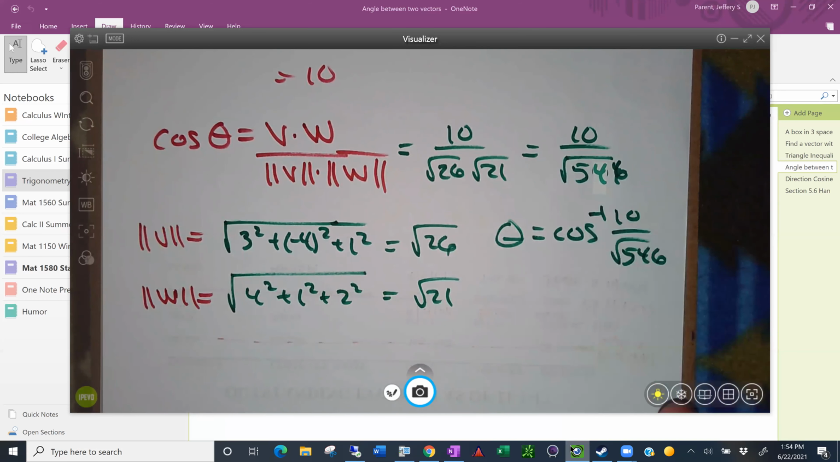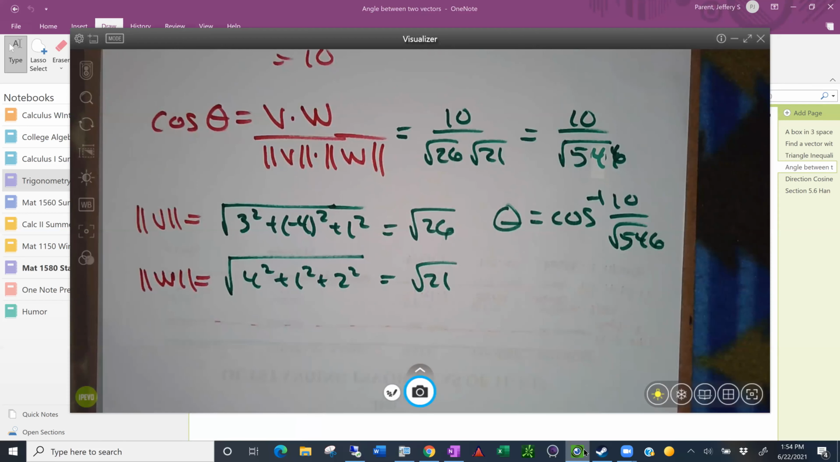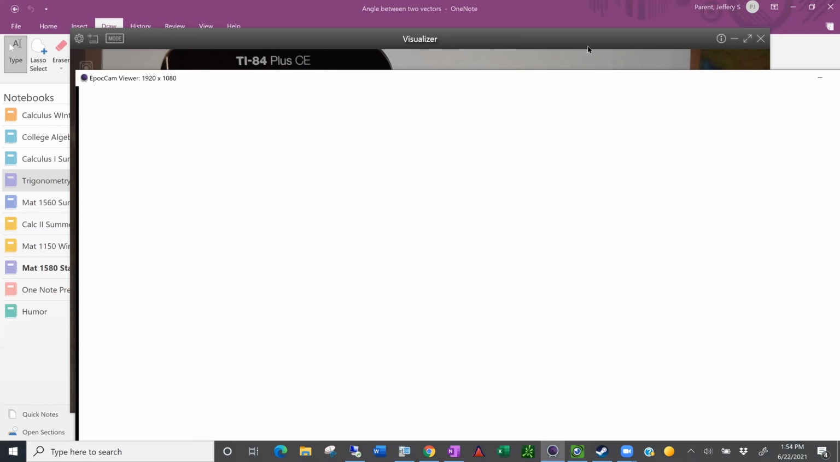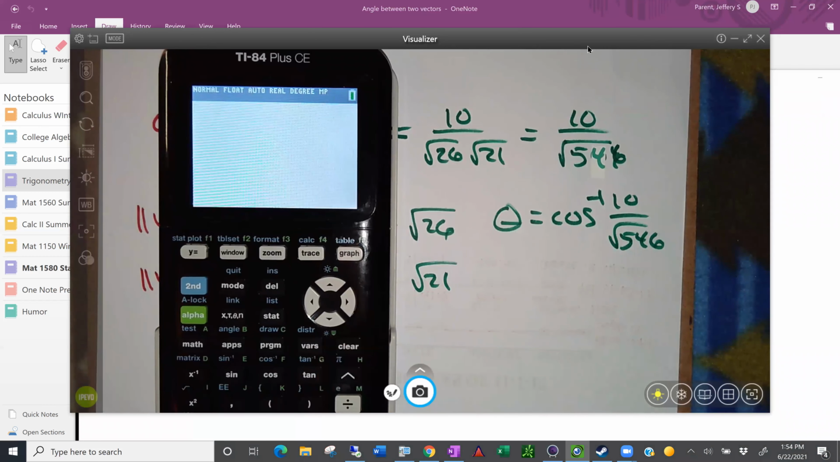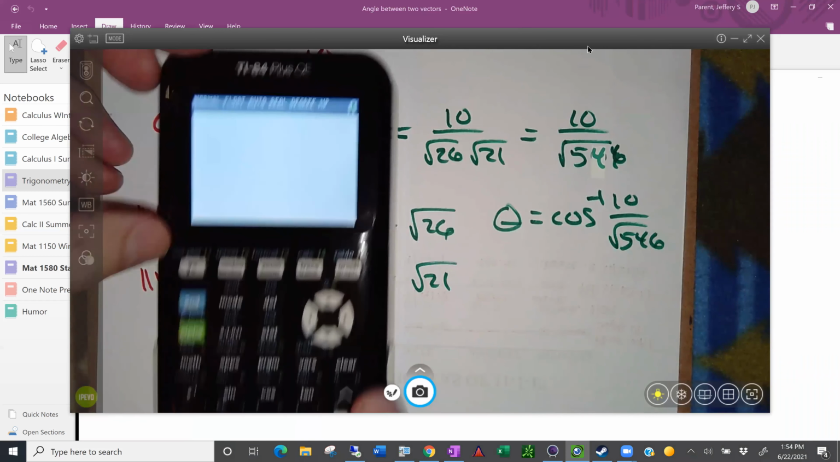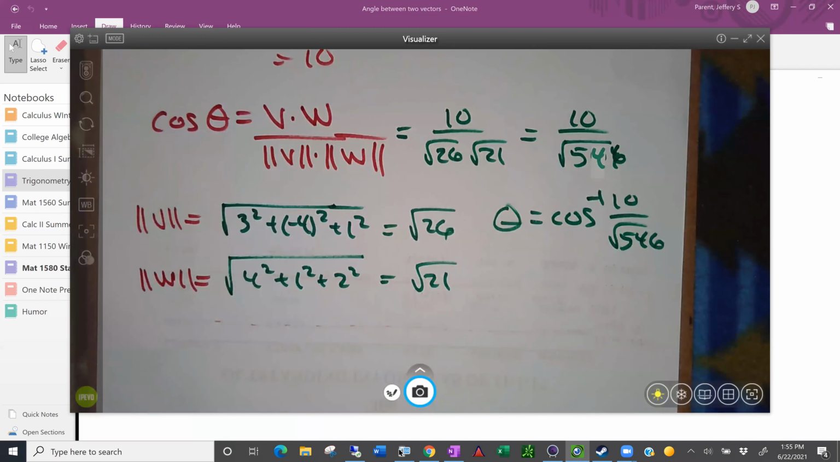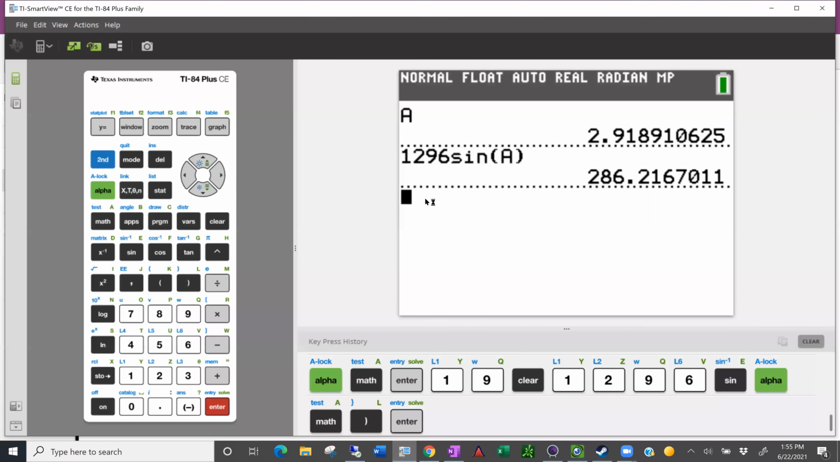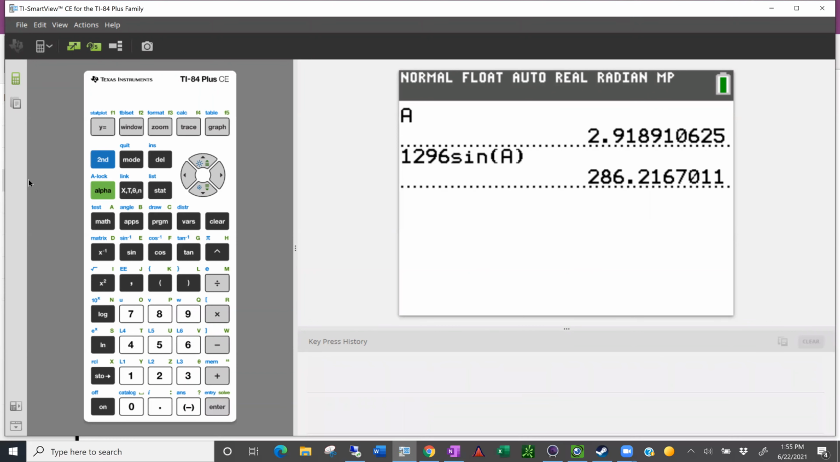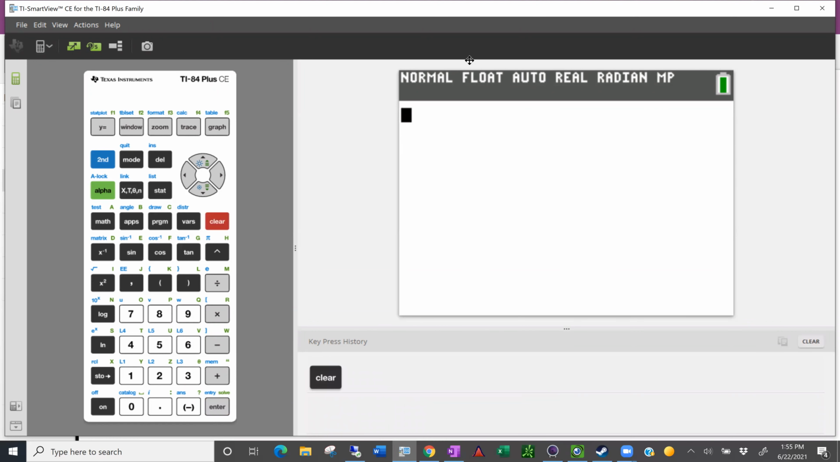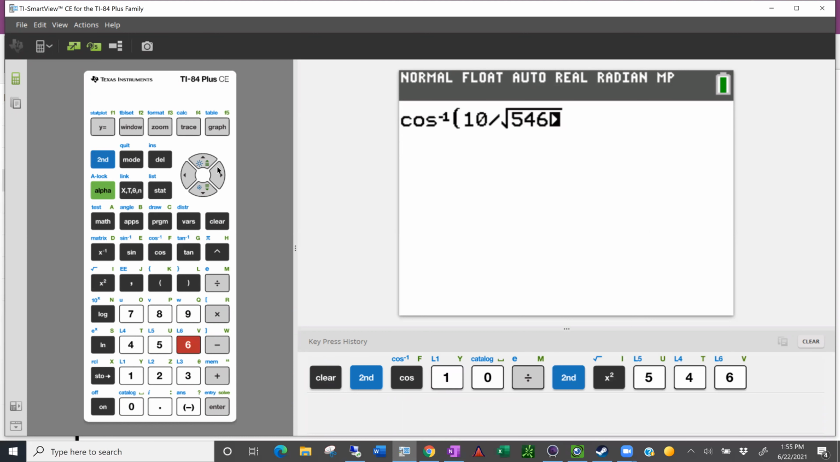Okay. So let's do it in radians just for giggles. To be honest, they probably would want it in degrees, but we can do both. So right now I've got it in degrees. In fact, let me do it on this because it's a little easier to see what I'm doing. So this one's in radians. Second cosine 10 divided by the square root of 546. And then you got to hit a right arrow to exit the square root and then a parenthesis, bam.